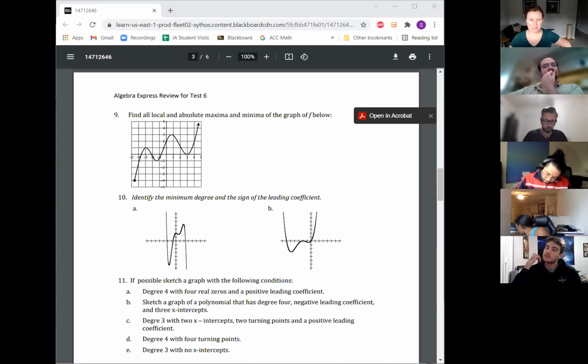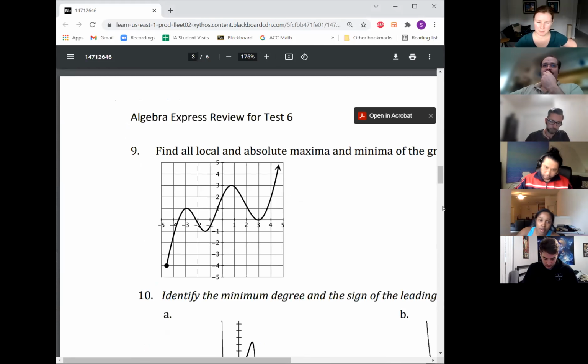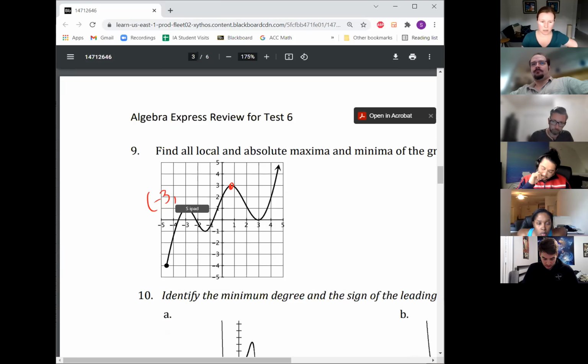So I had to find the local max and min, right? I wasn't really sure about it, but for local max, I got 1 and 3. Okay, can we write them as a point? Like what's this point? It's -3, you said? Comma what? 1. 1, okay.